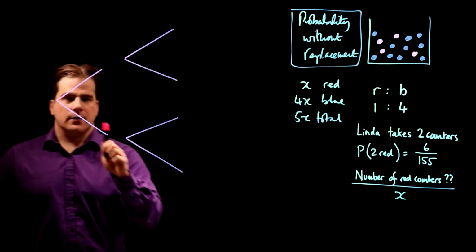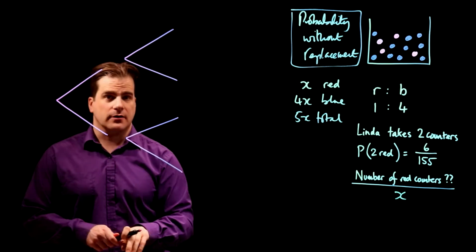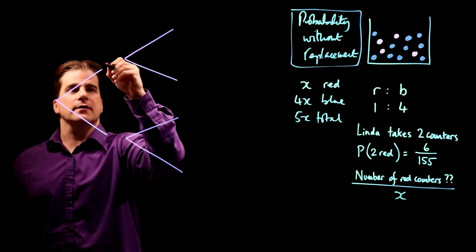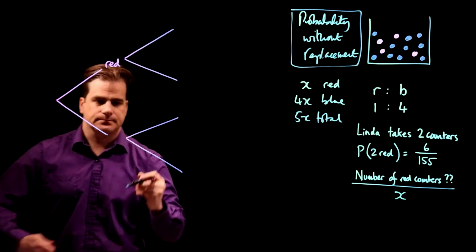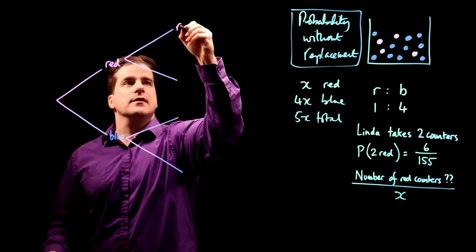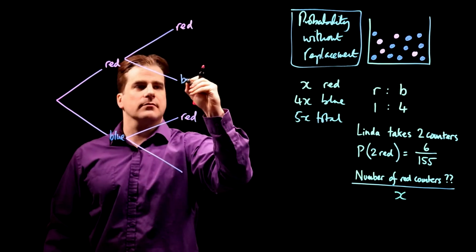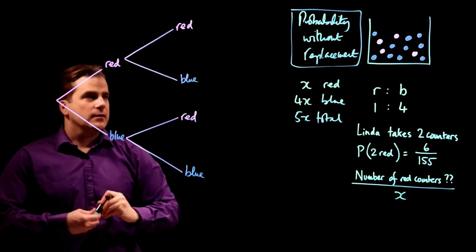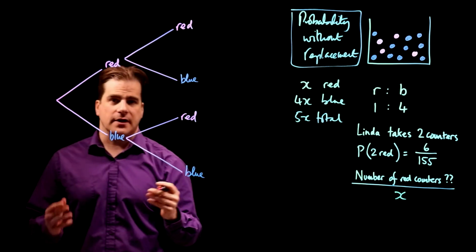Now, at each point we can either choose a red counter or a blue counter. So with the first pick, it can either be red or blue. Same with the second pick. You can either choose a red counter or a blue counter. Now we write here what the probabilities of each one of these is.